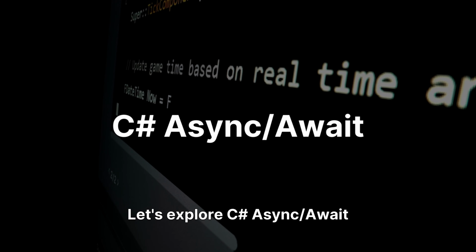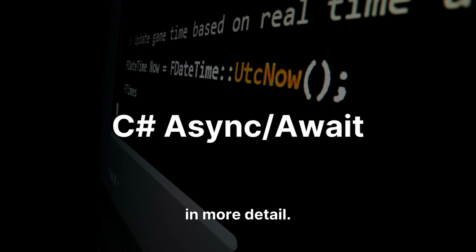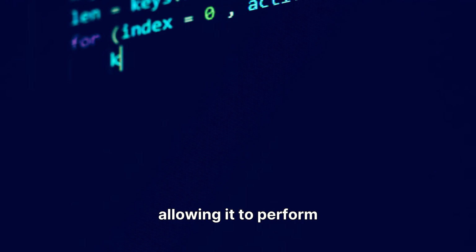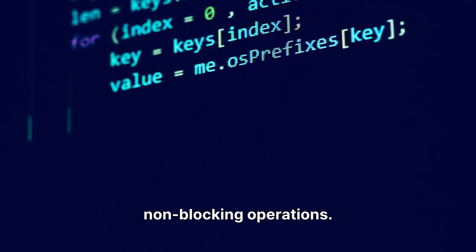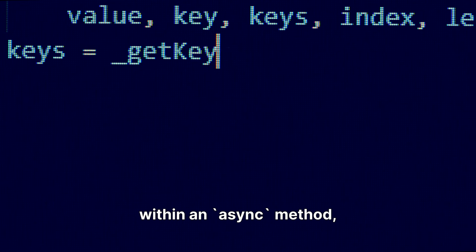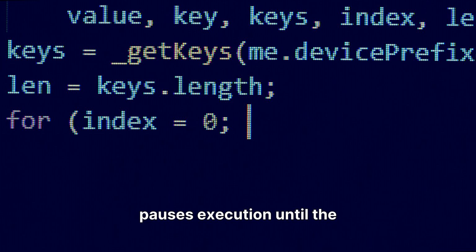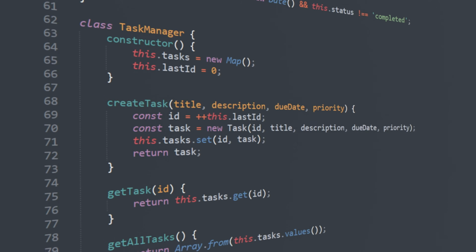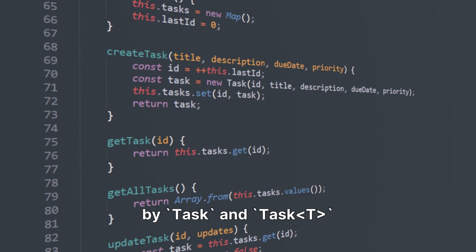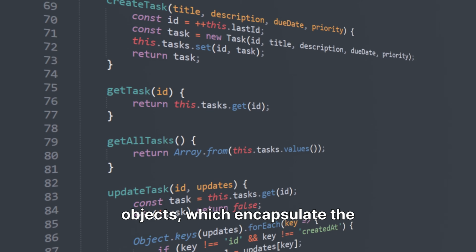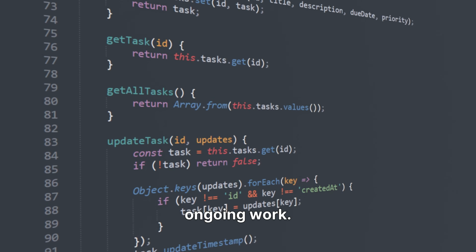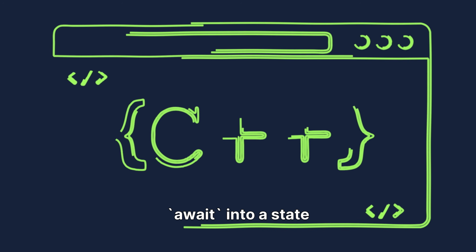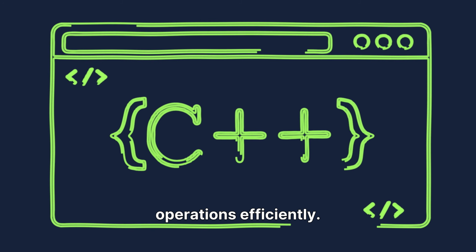Let's explore C# async/await in more detail. The async keyword marks a method as asynchronous, allowing it to perform non-blocking operations. The await keyword, used within an async method, pauses execution until the awaited task completes, without blocking the calling thread. Asynchronous operations are represented by Task and Task<T> objects, which encapsulate the ongoing work. The C# compiler transforms code using async and await into a state machine to manage these operations efficiently.